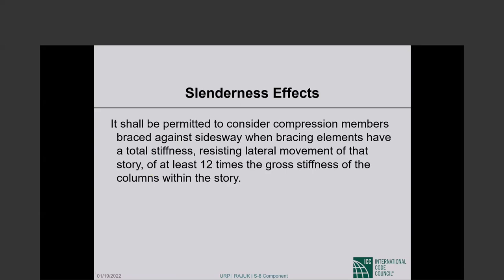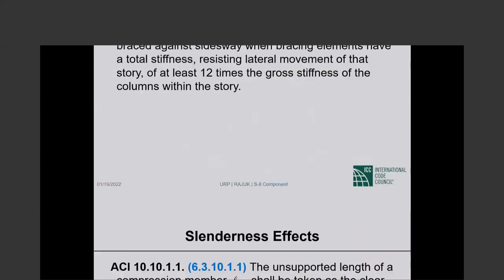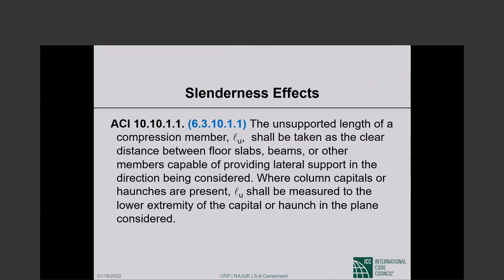Okay, so it shall be permitted to consider compression members braced against side sway when bracing elements, read shear walls, have a total stiffness resisting lateral movement of that story of at least 12 times the gross stiffness of the column within the story. The direction part is not very clear in this writing, but anyway, that kind of settles the issue of non-sway versus sway, braced versus unbraced.